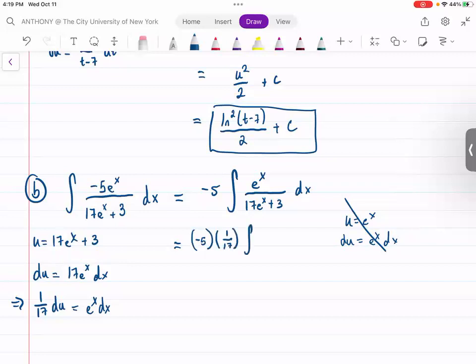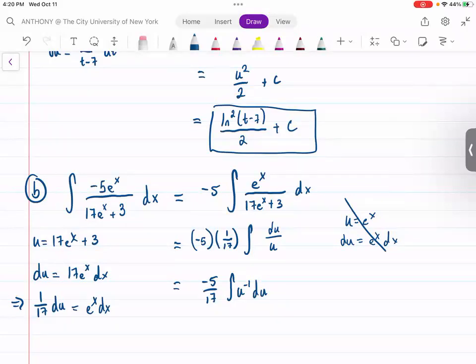The integral of, well, du is now replacing the e to the x times dx, and we're dividing this by u. Okay, now we're going to get -5 times 1 over 17, which is -5 over 17. The integral of, you could have rewritten du over u as u to the -1 du, right? By just simply bringing u up into the numerator. And then try to integrate this.